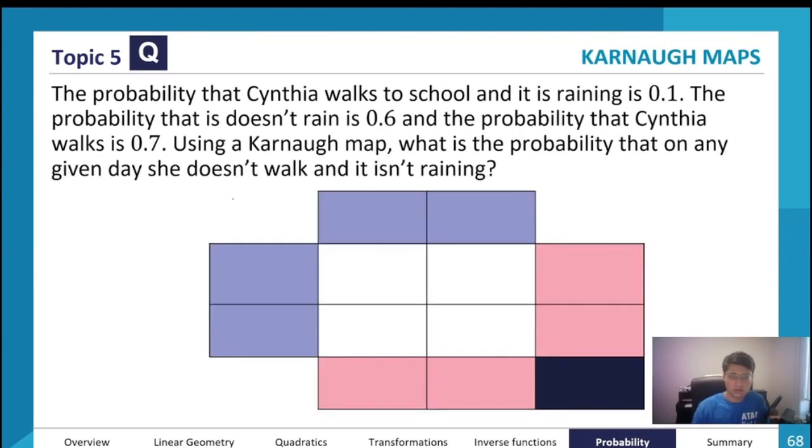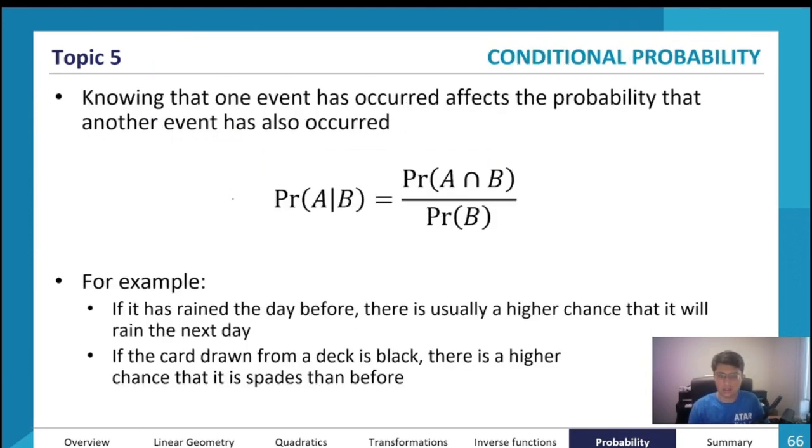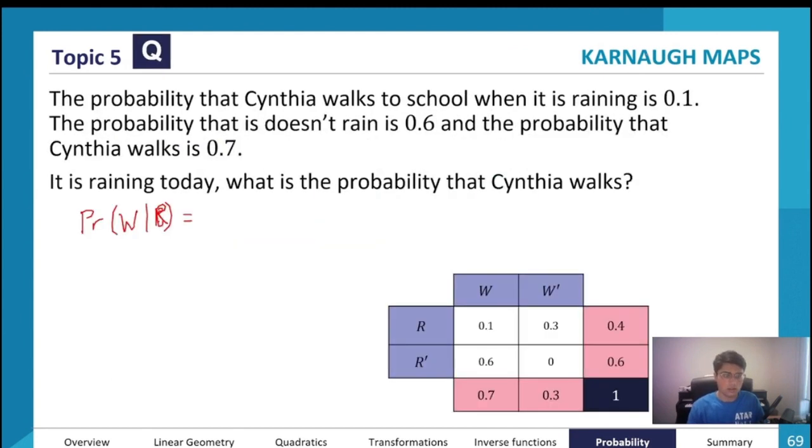Okay, so going back to our conditional probability formula, it's the probability of A intersect B over the probability of B. So going back to here, we can go ahead and write that in. That's going to be the probability of W intersect R over the probability of R. We're just taking that conditional probability formula and substituting in R for B and W for A.